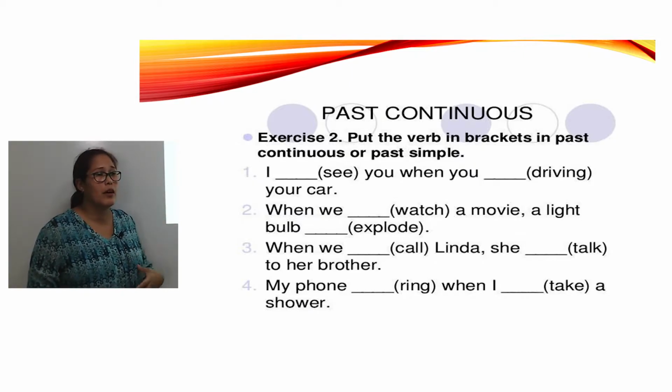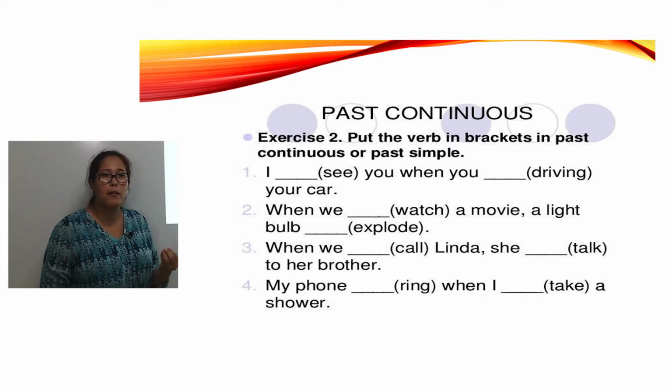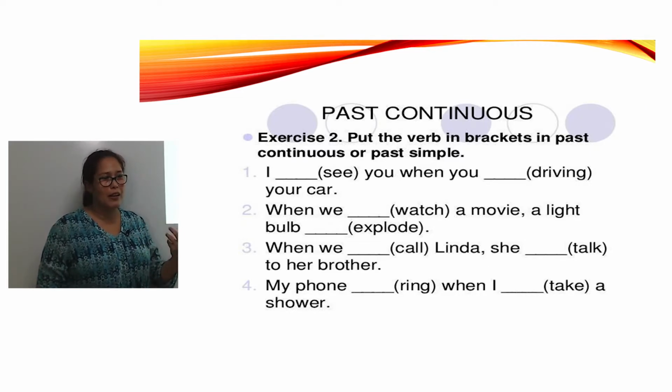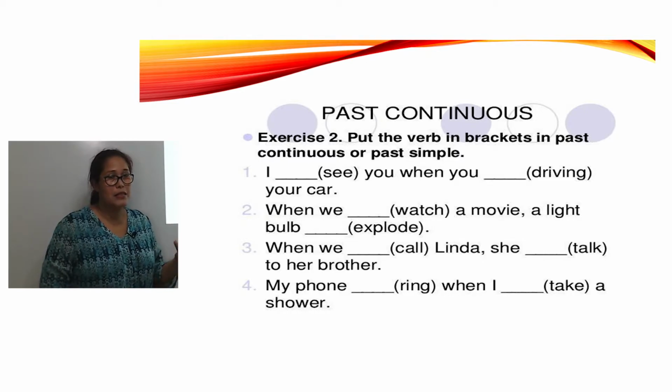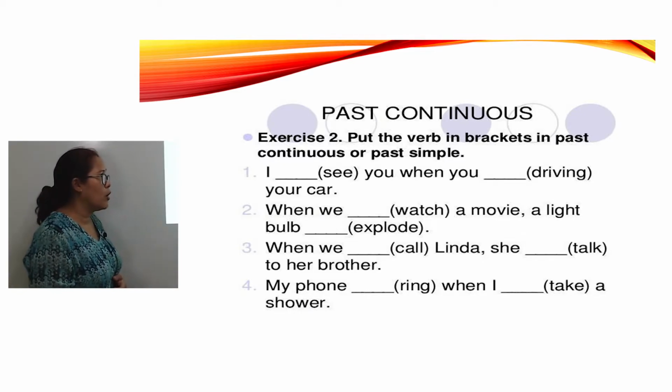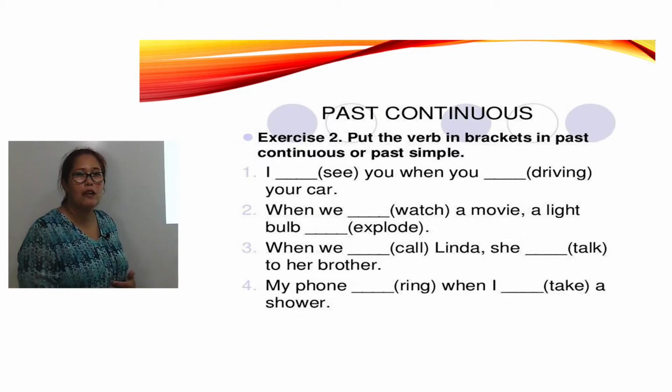All you have to do is add verb be en pasado. Recuerden agregar el verbo en pasado. No solo van a dejar el verbo principal o de la acción en pasado. Tienen que agregar el verbo to be en pasado. Tiene que haber una congruencia entre el sujeto y el verbo.